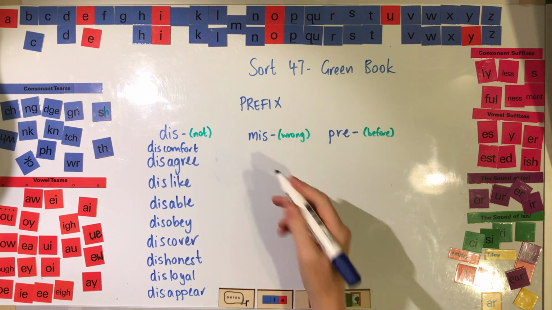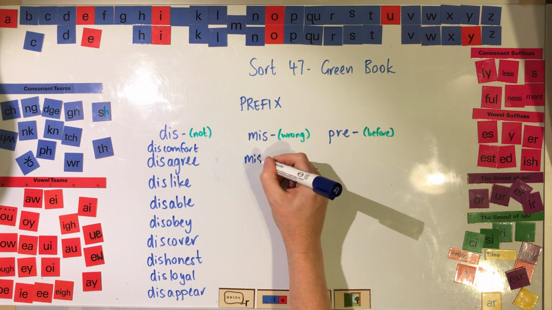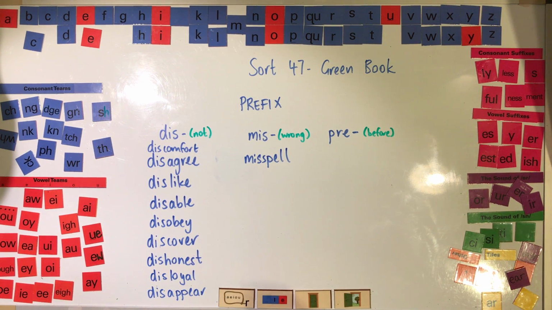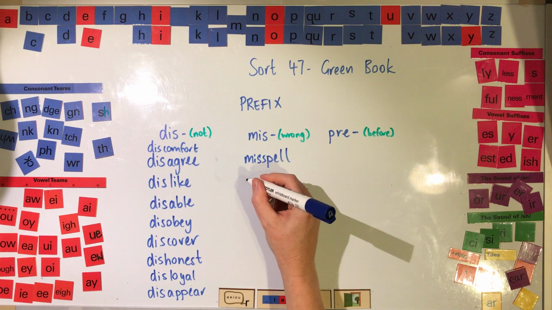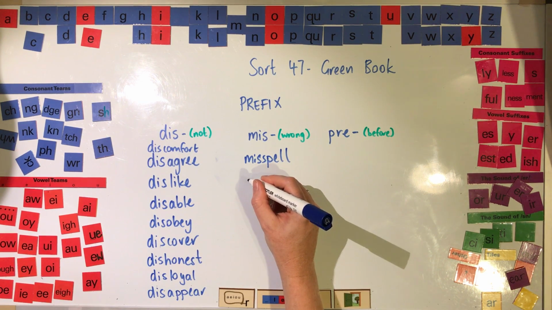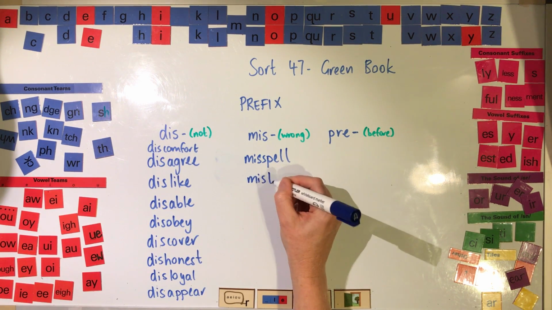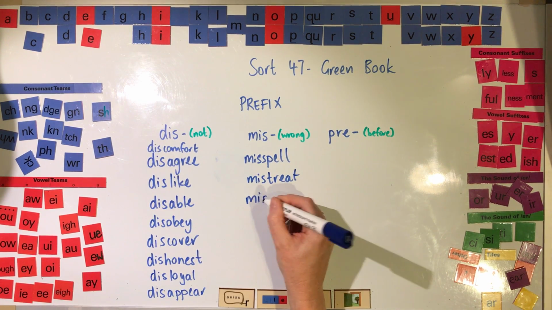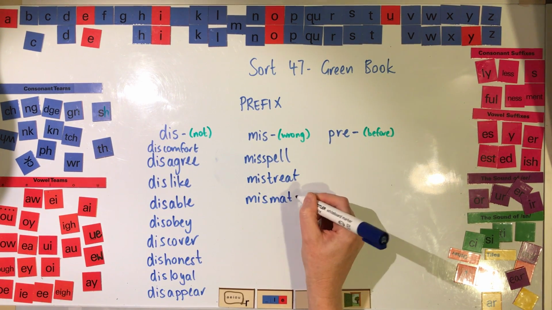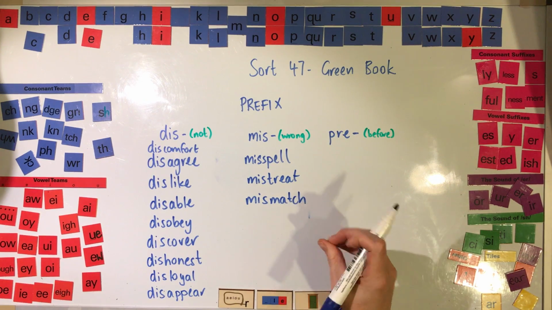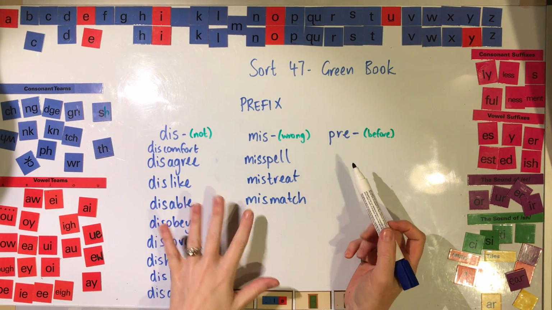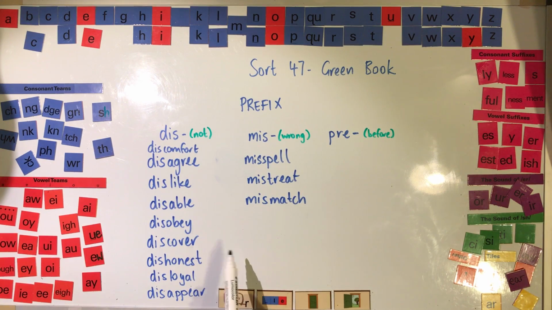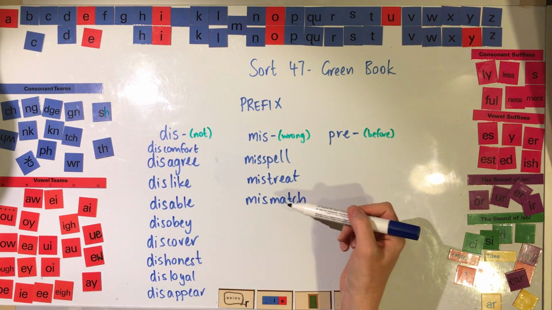Okay, so I'll put the misspell. Hope you don't misspell any of these words. That means you're wrongly spelling them. Mistreat, that means you're wrongly treating something. A mismatch means they're not matched. Now, meaning-wise, it would make perfect sense to say dismatch. They're not matched, but the convention is that we use miss.